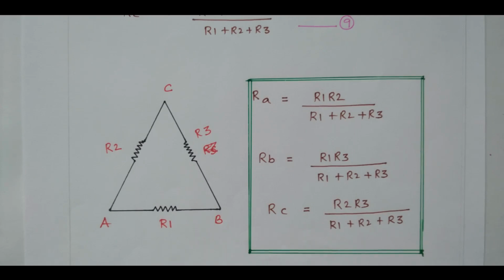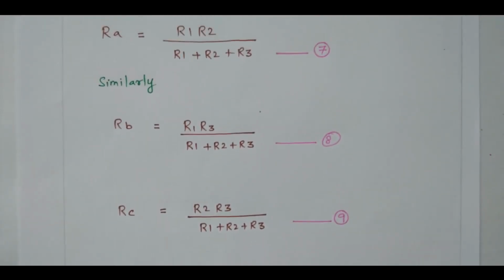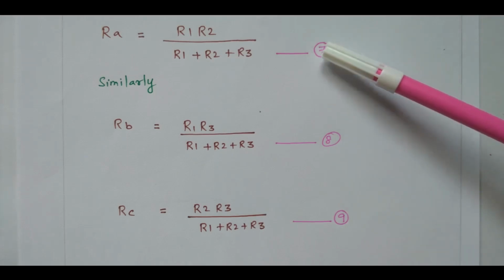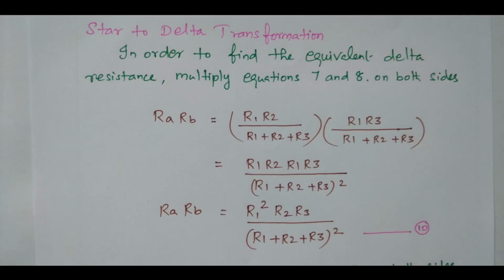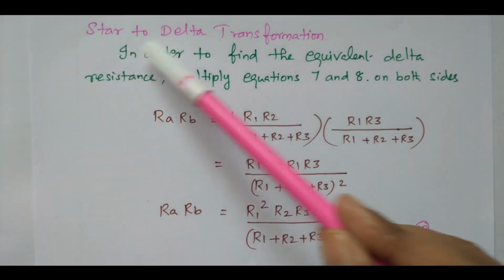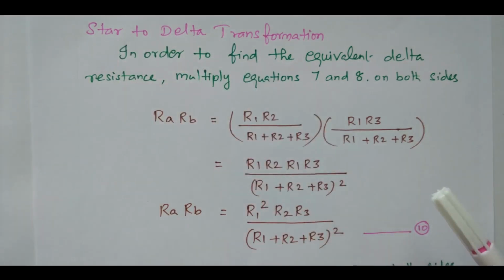So in this, these three are taken as equation 7, 8 and 9. So from this 7, 8, 9 only we can proceed for further simplification, further transformation, right? Already we have 6 equations. Now this is 7, 8 and 9. Now we'll go to the star to delta transformation. Delta to star is completed. We'll go to star to delta conversion. So now we have already 9 equations available.